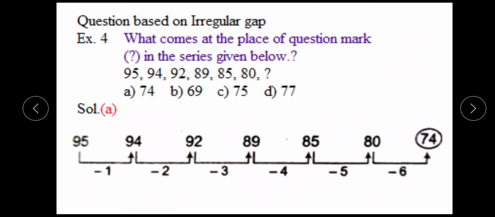Next, the subtraction may not be regular; it can be in increasing order or in decreasing order. The question is 95, 94, 92, 89, 85, 80. What will be the next term? From 95 we subtract 1, we get 94. If we subtract 2, we get 92. If we subtract 3, we get 89. Minus 4, minus 5, minus 6. If we subtract 6 from 80, we will get 74. The option A.